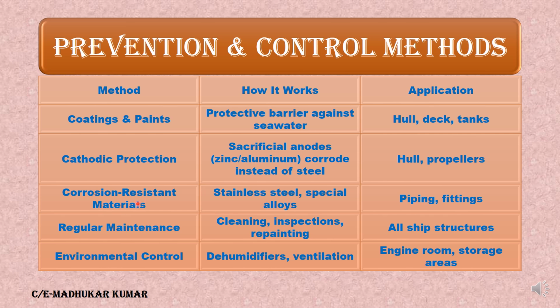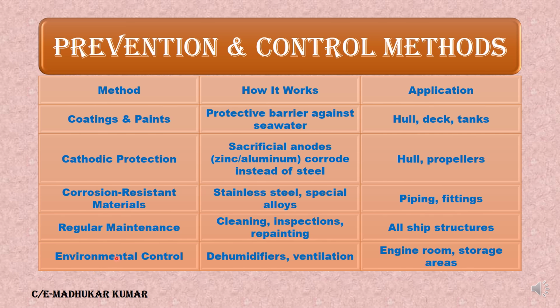Corrosion resistant material is also being used: stainless steel, specific alloys, pipings, fittings, even the chemical tank, like we have seen in the chemical tanker, the tank structure. Regular maintenance, very, very important. We can avoid this MIC, we can avoid these chemical attacks with regular maintenance, cleaning, inspection, and repainting wherever required. So that is also, all the ship structure is going to be impacted.